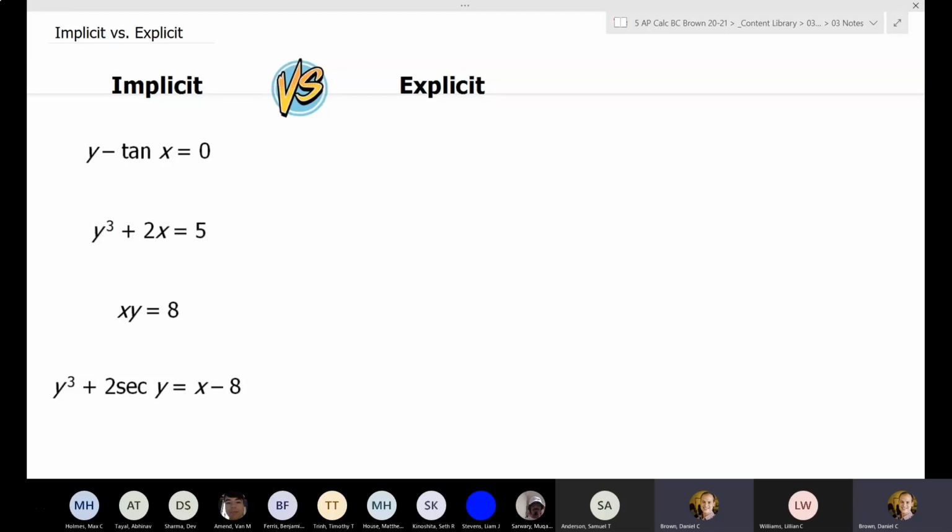Some equations, if written implicitly, are pretty easy to change and write explicitly. For example, y minus the tangent of x equals 0 would be implicit because we have a mixture of x's and y's on the same side of the equation. The explicit version would be y is equal to the tangent of x. Similarly, y cubed plus 2x is equal to 5 is an implicit function. An explicit function would be y equals the cube root of 5 minus 2x. I wouldn't need the plus or minus there because that is an odd root.